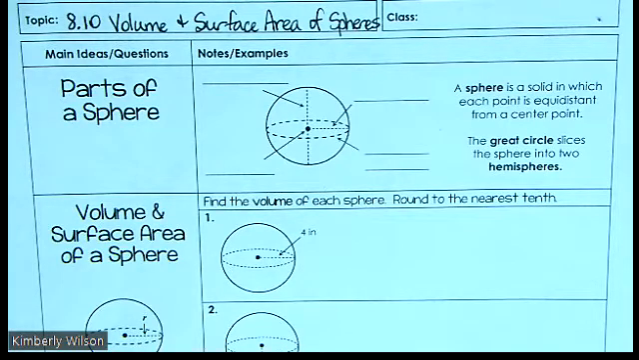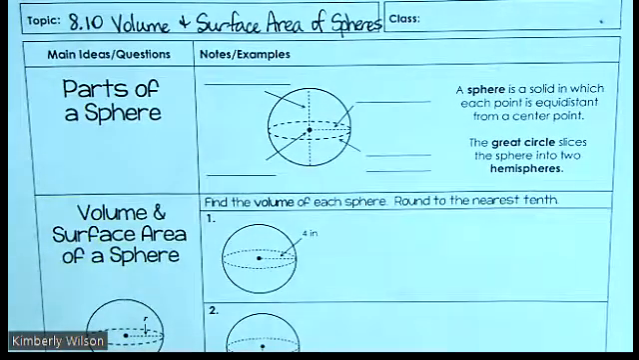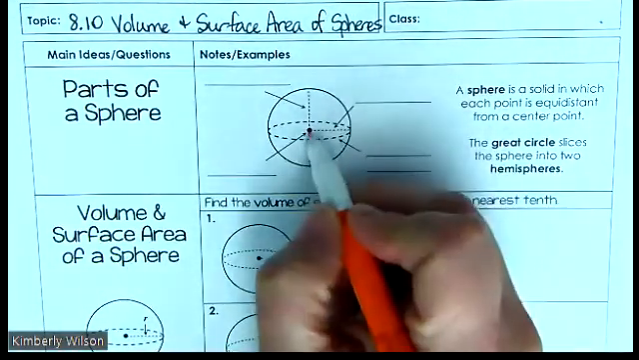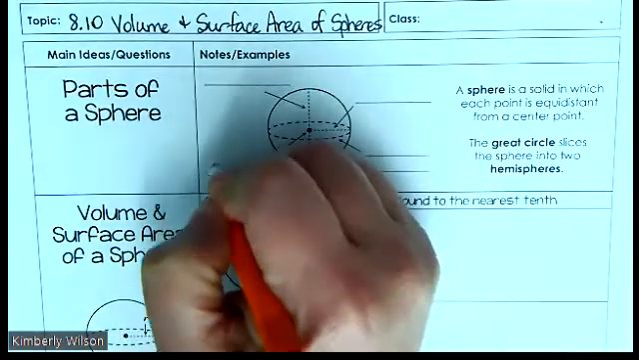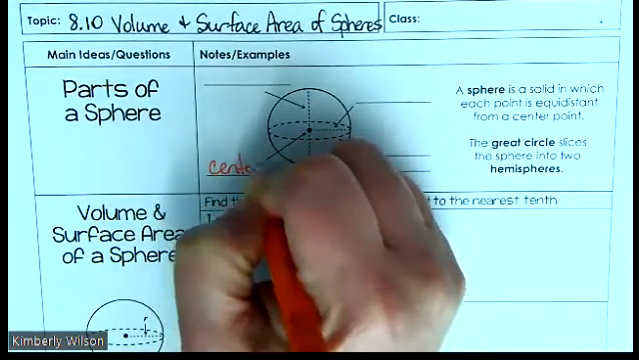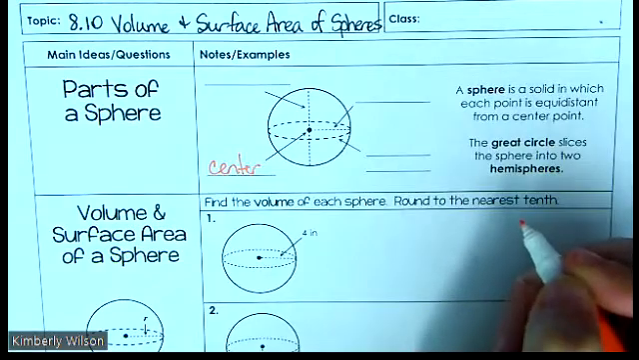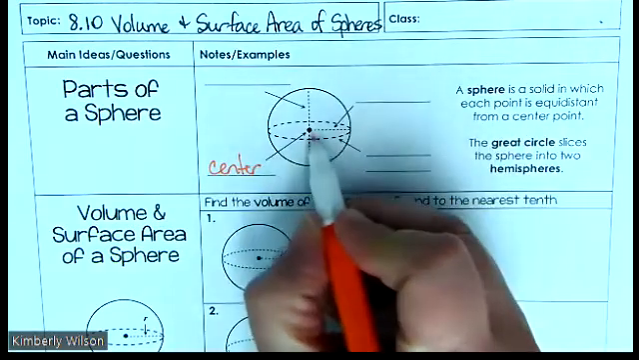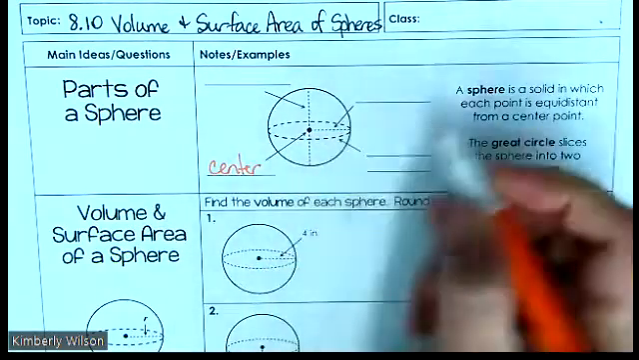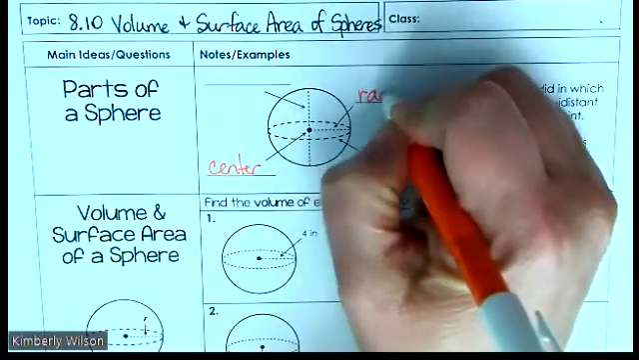Hello guys, we're covering the volume and surface area of spheres today. So let's start off by labeling the different parts of the sphere so we make sure we understand. This dot is referred to as the center of the sphere. The radius is the distance from the center to the edge.